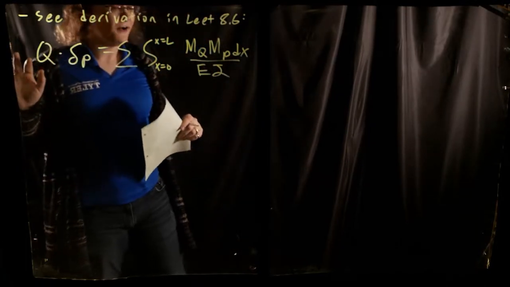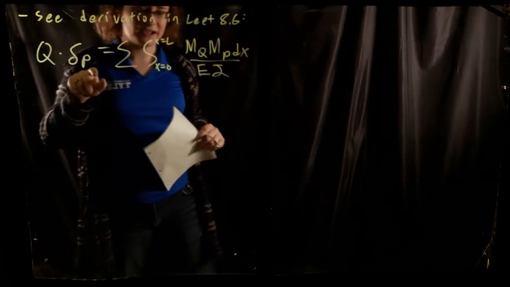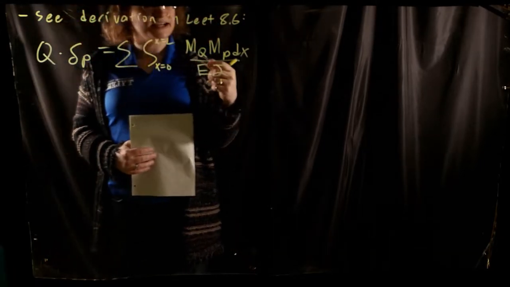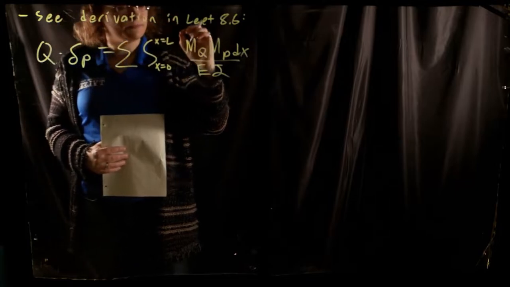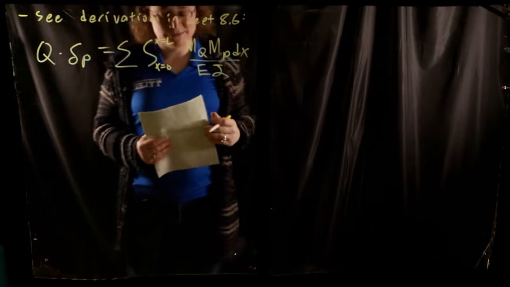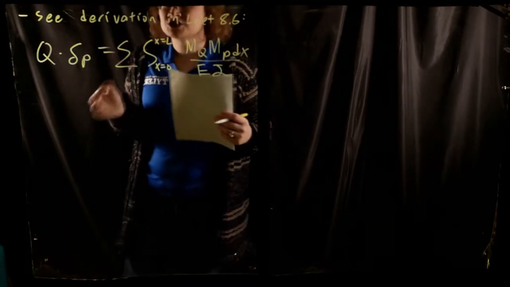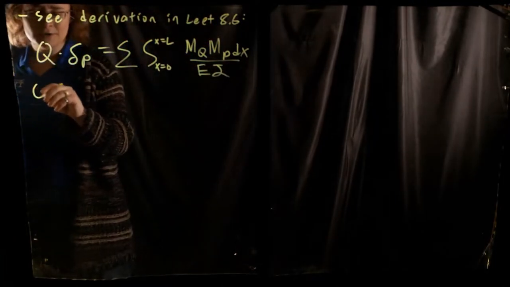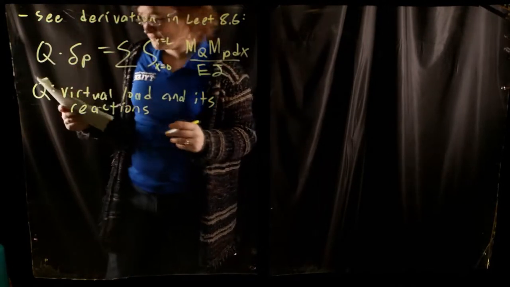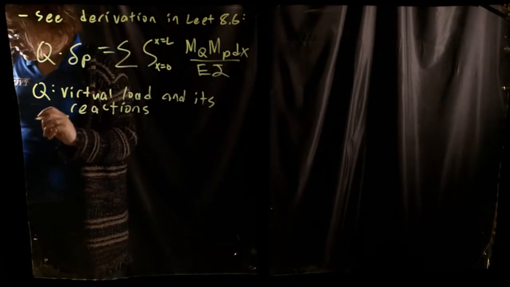First of all, notice that we have Q's and we have P's. Our Q refers to a virtual system, which represents a system where we're applying a 1 kip or 1 unit load, whatever units you're using. And then P represents the real system. This is the beam, in our case, with the actual real loads on it. So Q represents the virtual load and its reactions. If any of the reactions would be undergoing any deflections, then you'd need to consider those separately from this. But for simple beams, that's not a problem.